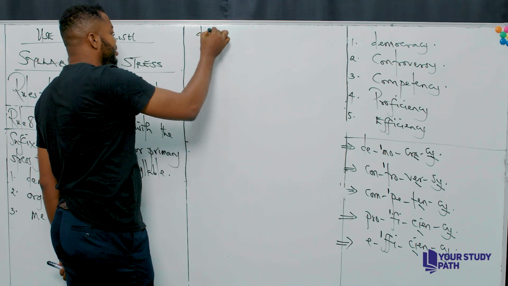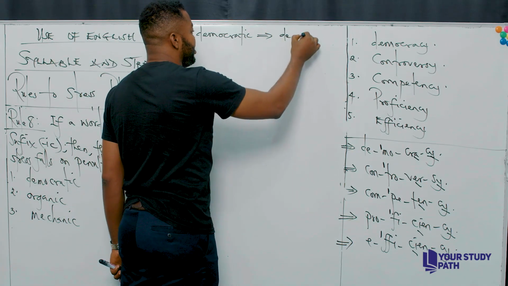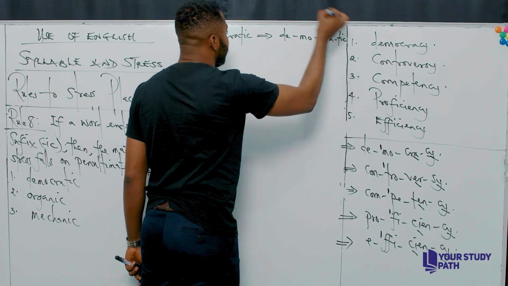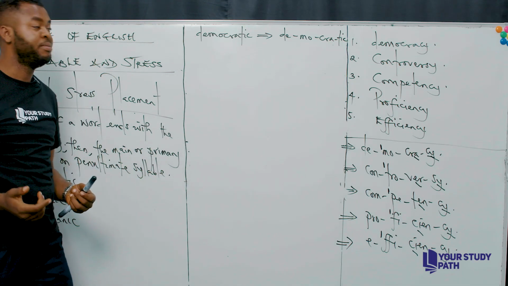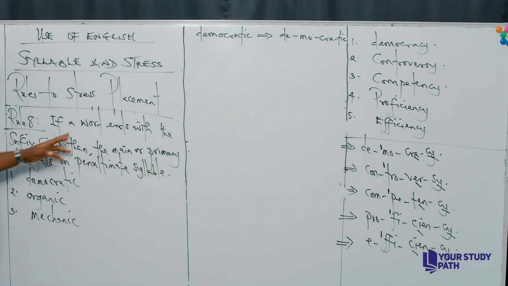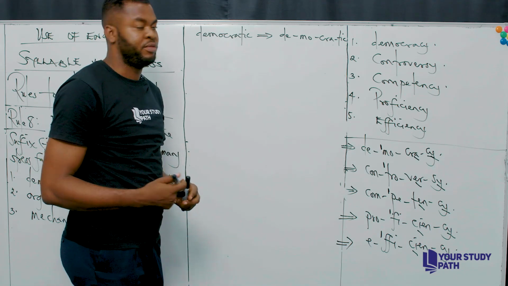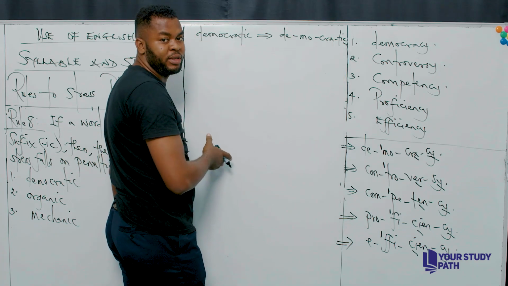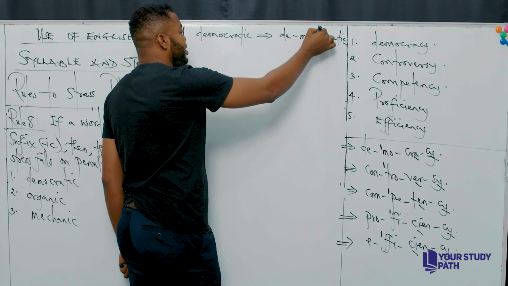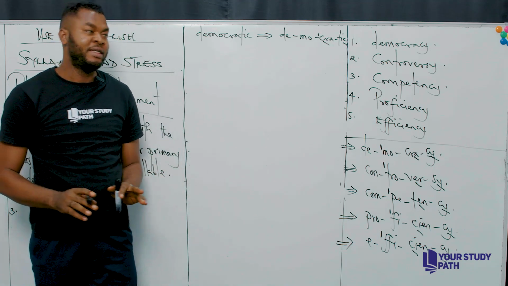Now, in democratic, the syllabic division is D-E hyphen M-O hyphen C-R-A hyphen then T-I-C. Democratic as a syllabic division of the word. So you have 1, 2, 3, 4 syllables. And remember that the rule indicates that if a word ends with the suffix IC, then the main or primary stress falls on the penultimate syllable. So it means that to indicate the stress, it has to be on the second to the last syllable. Here is the last syllable, and this is the second to the last syllable. So you have the stress placed on the second to the last syllable. Democratic. Is that understood?